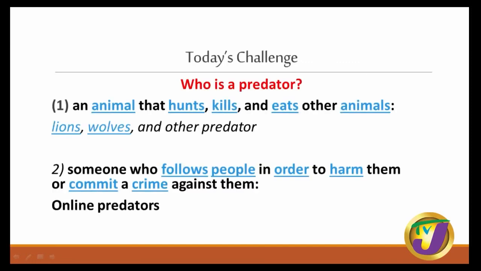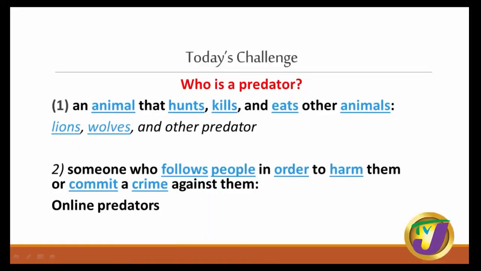All right, now I'm sure you have my answer ready and waiting for me, okay? So who is a predator? All right, excellent. So it's an animal that hunts or kills and eats other animals. Example, lions, wolves, and other predators. Or it can also mean someone, yes, a human being, someone who follows people in order to harm them or commit a crime against them.